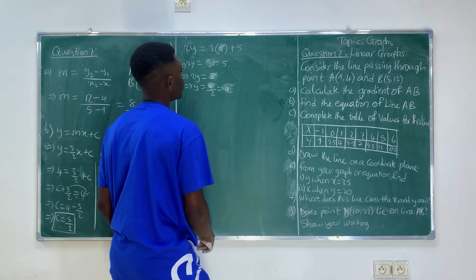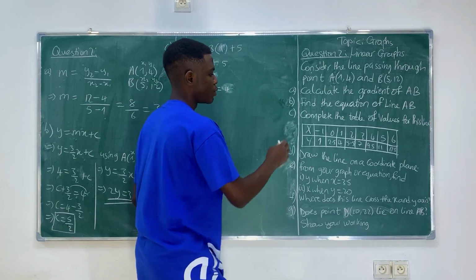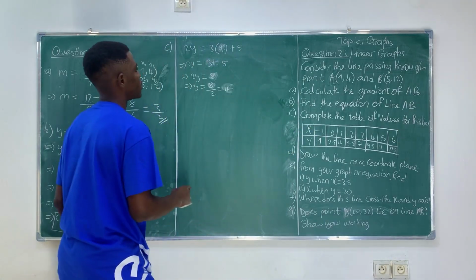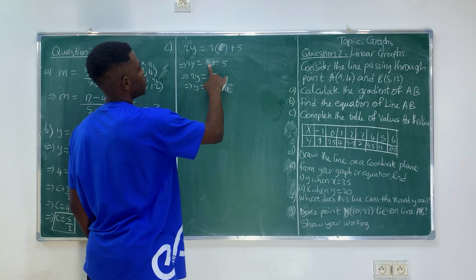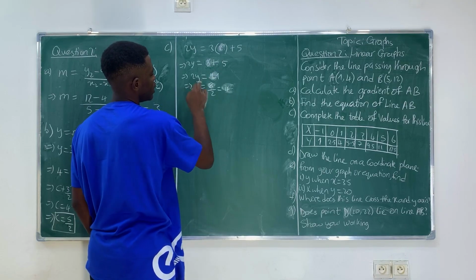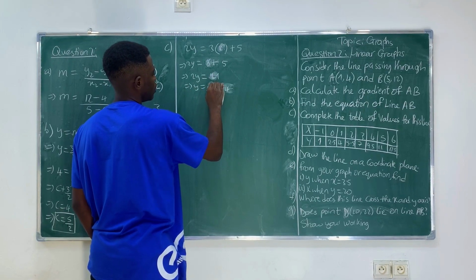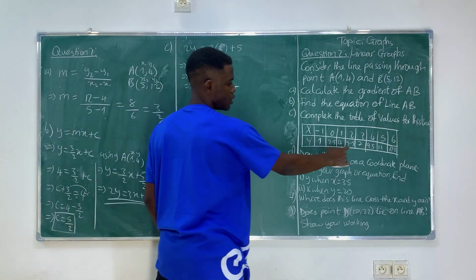Okay, let's solve for 2 and 3 and 4, then you solve for 5 and 6. If you have 2 here, what is 2 times 3? 6. 6 plus 5 is 11. What is 11 divided by 2? It is 5.5. That is here.